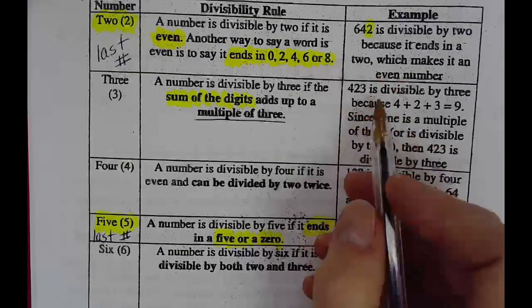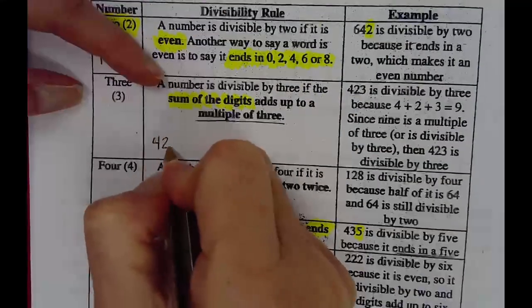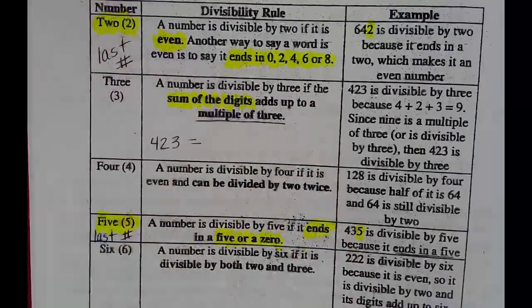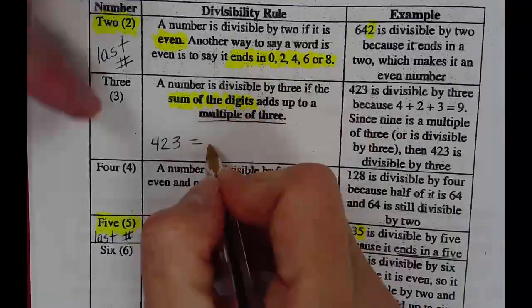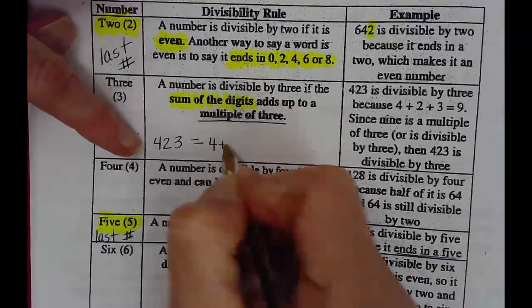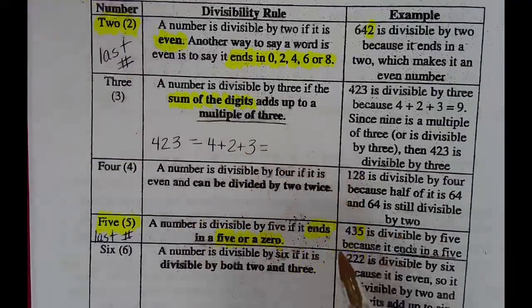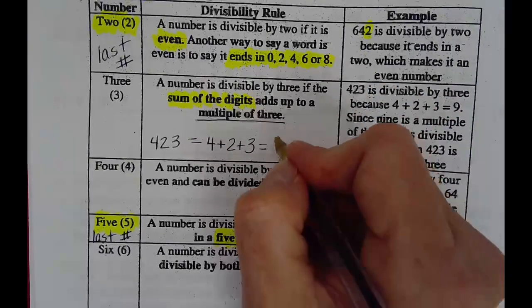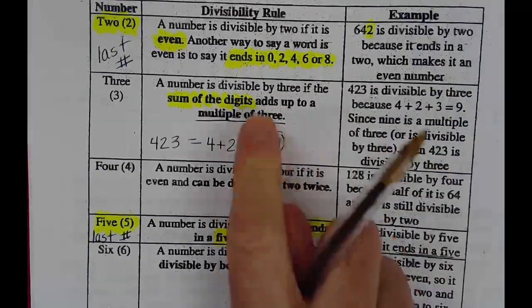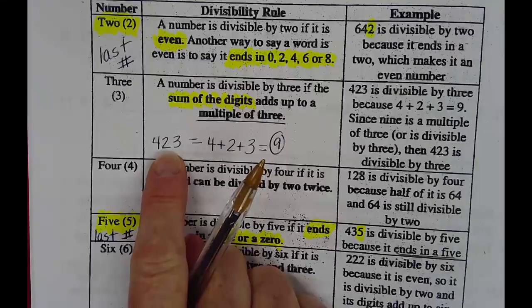So what we can do is this. We can take that number, 423, and we're writing this down. We're going to add the digits together. What numbers are in 423? 4 plus 2 plus 3. What's 4 plus 2? Plus 3? 9. Is 9 a multiple of 3? Yes. That means 3 will go into 423 evenly.